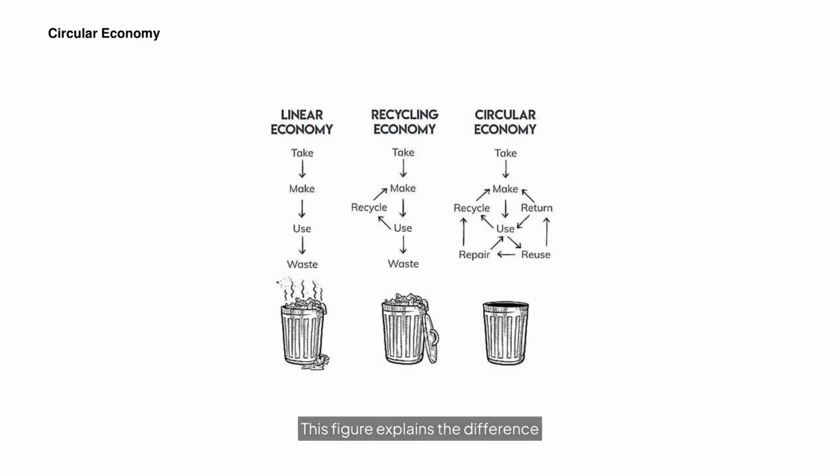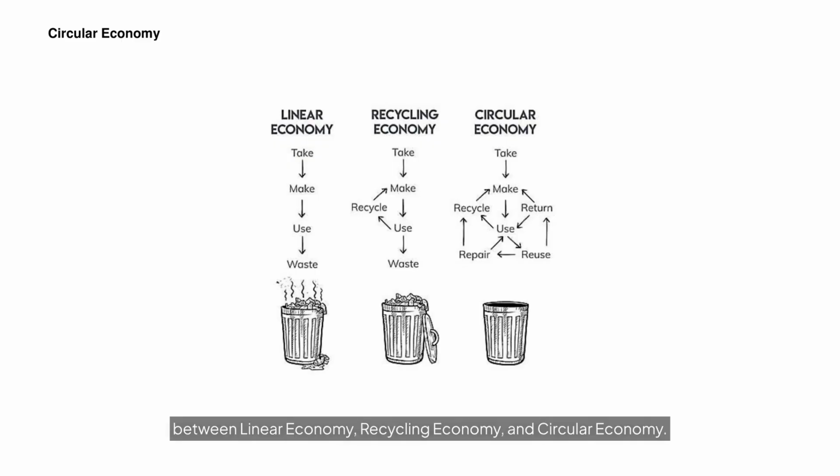This figure explains the difference between linear economy, recycling economy, and circular economy. Linear economy on the left is take-make-waste, where resources are used once and discarded. Recycling economy in the middle is an improvement over the linear economy, but it includes a recycling step and still relies on waste production. Circular economy on the right creates a closed-loop material cycle through reuse, repair, and recycling, which reduces waste and maximizes resource efficiency.